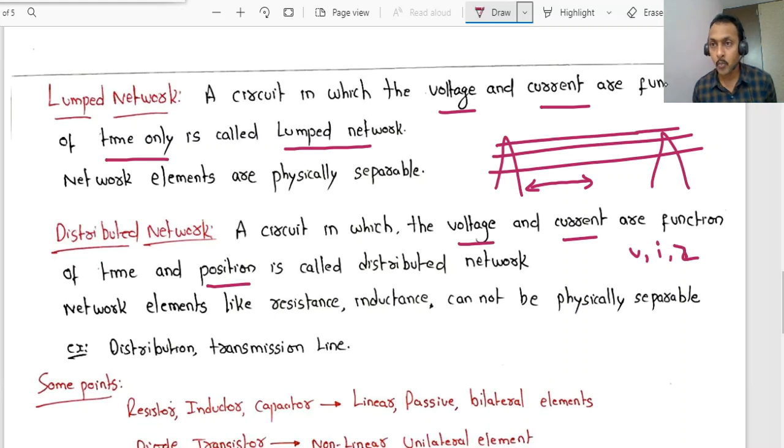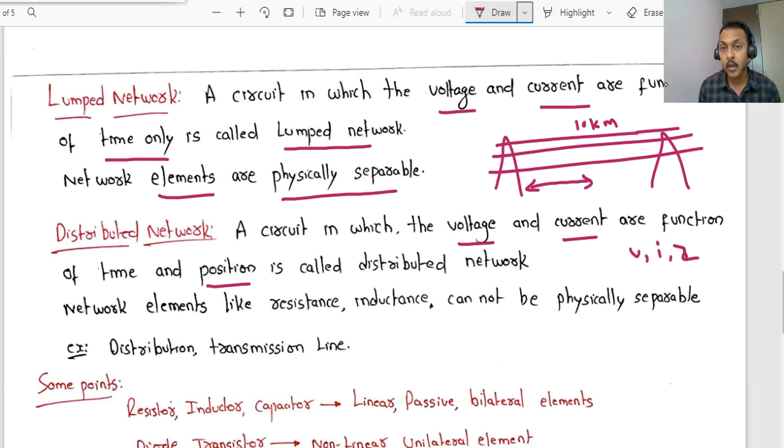How do you understand this word position? At what distance you are measuring these values, whether at 1 kilometer or 2 kilometers or at some distance of 10 kilometers, that distance also comes into picture, right? If it is a transmission line or distribution network or transmission network, then it is to be called as distributed network. In lumped network, voltage and current are a function of time only, and they will not depend upon the distance. In lumped network, the network elements are physically separable.